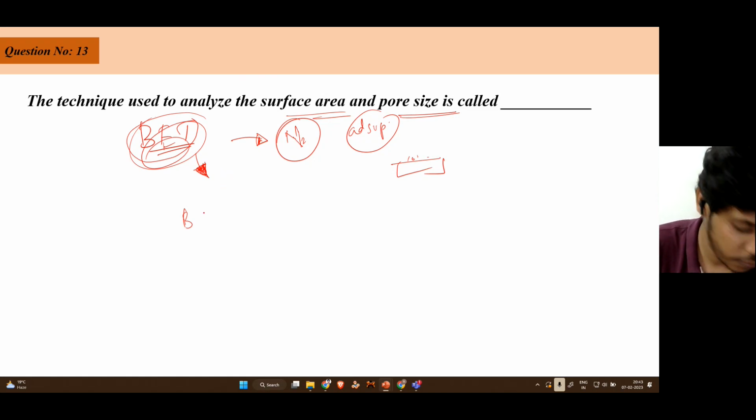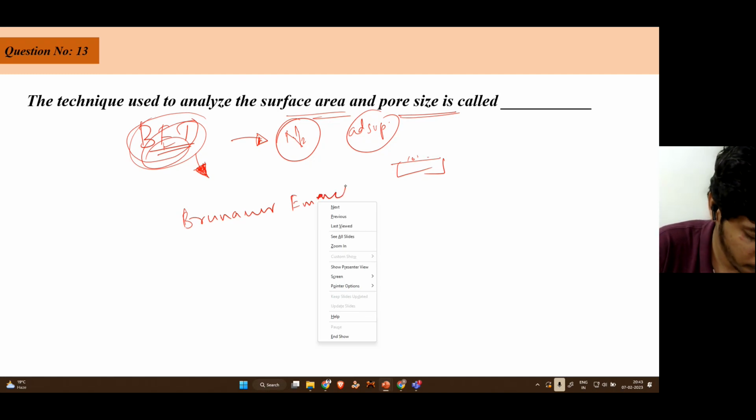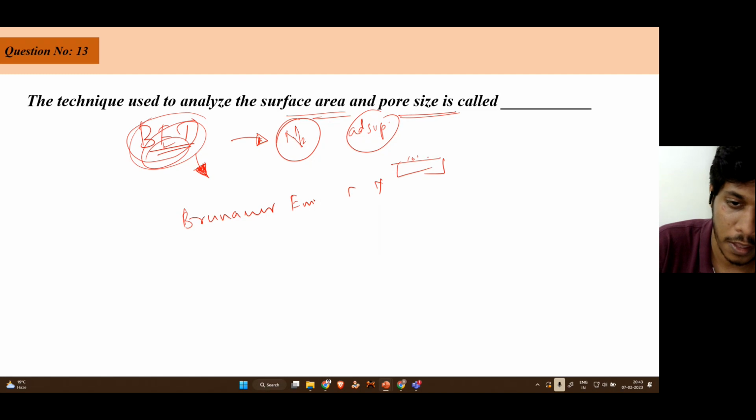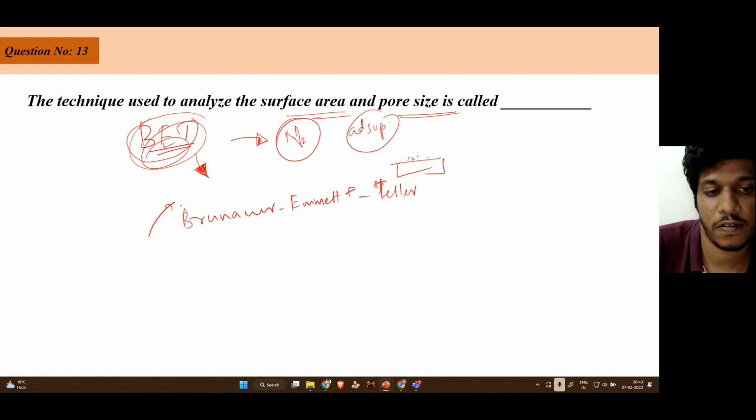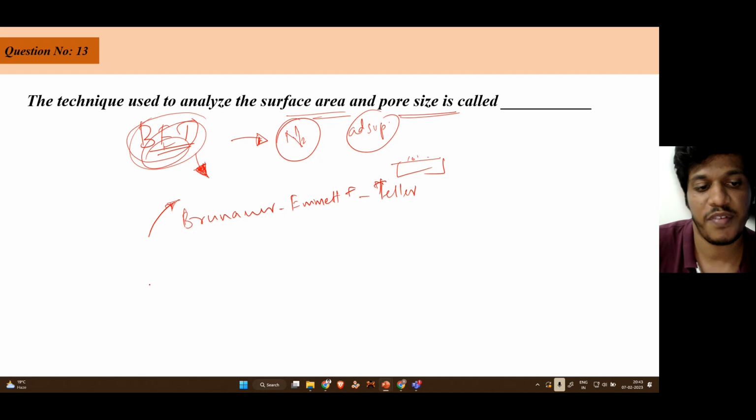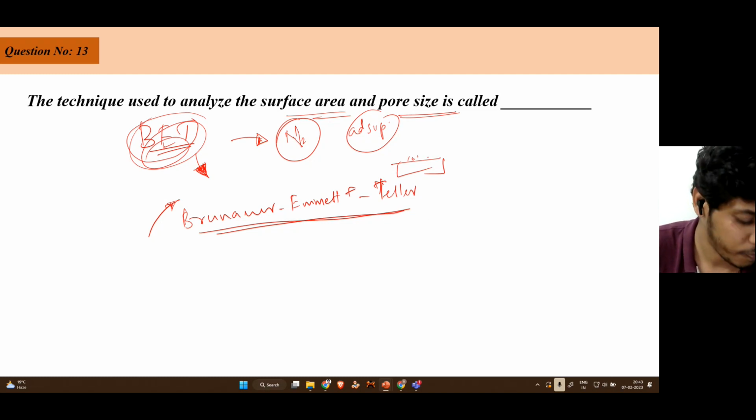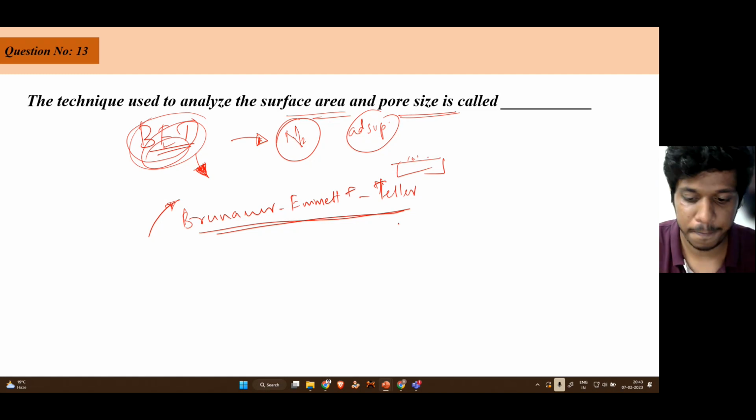BET stands for Brunauer, Emmett and Teller. So this technique is named after the scientists who developed the theory behind it, and we will be discussing this technique in a much more detailed manner in upcoming lectures. So yeah, this is BET.